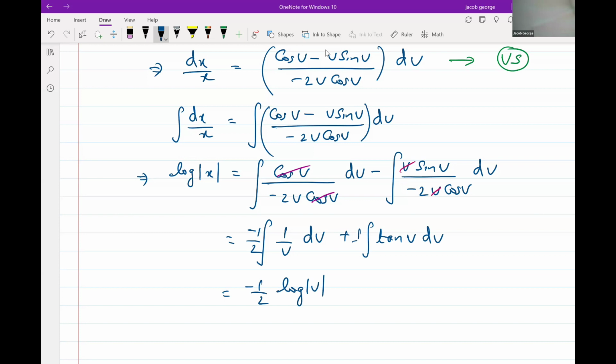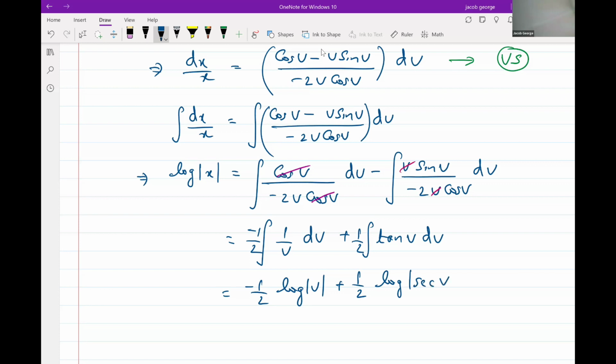Minus 1 by 2 is there. So 1 by 2 is here also. You are correct. 1 by 2 integral tan v. So there is a 1 by 2 in the second term also. What is integral tan v dv? Basic integral. Log mod sec v, right? Integral tan x dx, we studied, log mod sec x. In the first page of indefinite integral, it is there. So this is log mod sec v.